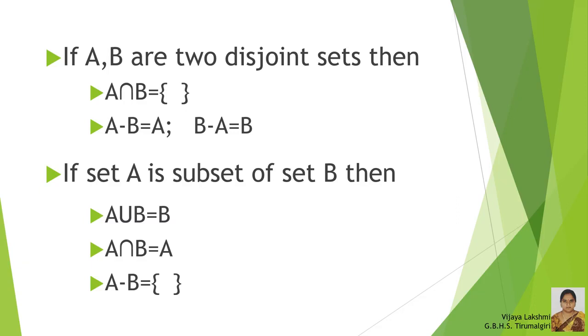Now we have observed some special results. So if A and B are two disjoint sets, then A intersection B is going to be a null set. And A minus B is equal to A and B minus A is equal to B. If set A is a subset of set B, then A union B is equal to B, A intersection B is equal to A and A minus B is a null set.